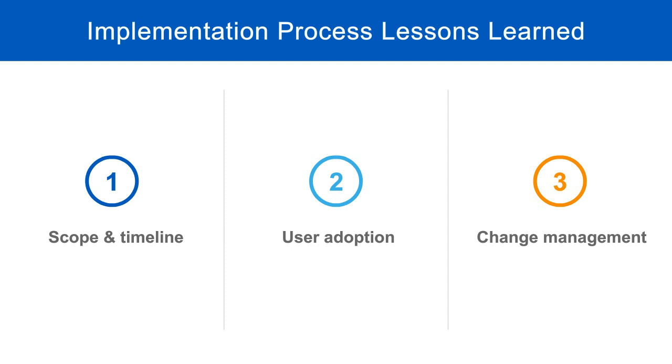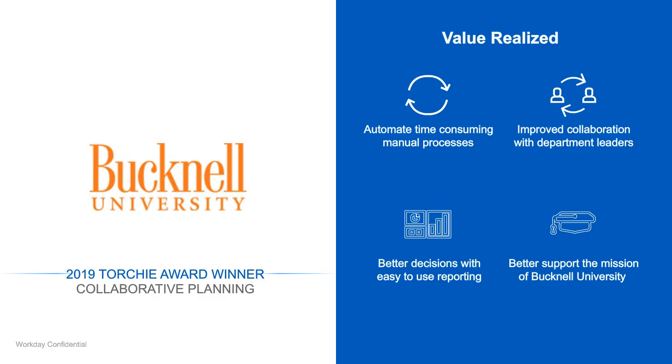Great. Thank you. So I'd like to move on and talk about some of the results that you've seen. And first, I want to congratulate Andrea, your team with Bucknell University, for being the 2019 Torch Award winner for collaborative planning. And the Torch Awards are given to our customers who have achieved excellence in business planning. And we announced this at our annual user conference, Adaptive Live, which was just held last month. And so Andrea and Bucknell University was recognized for your accomplishments. And so would love for you to share a little bit more about some of the value that you realized that you'd like to share with the audience today.